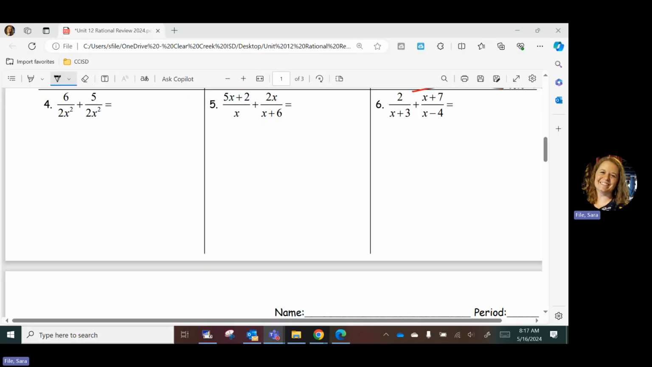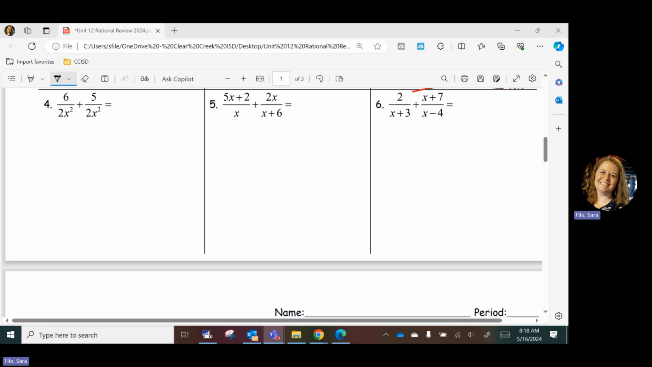On the Unit 12 review, we're on number 4. This is the section where we're adding and subtracting rational expressions. If you need the 3 prior to this, the subtraction ones, you can go to the previous video. Here, these 3, 4, 5, and 6 are all addition. We can see they're all 2 rational functions being added. But we know when we add or subtract rational functions, we must have what?